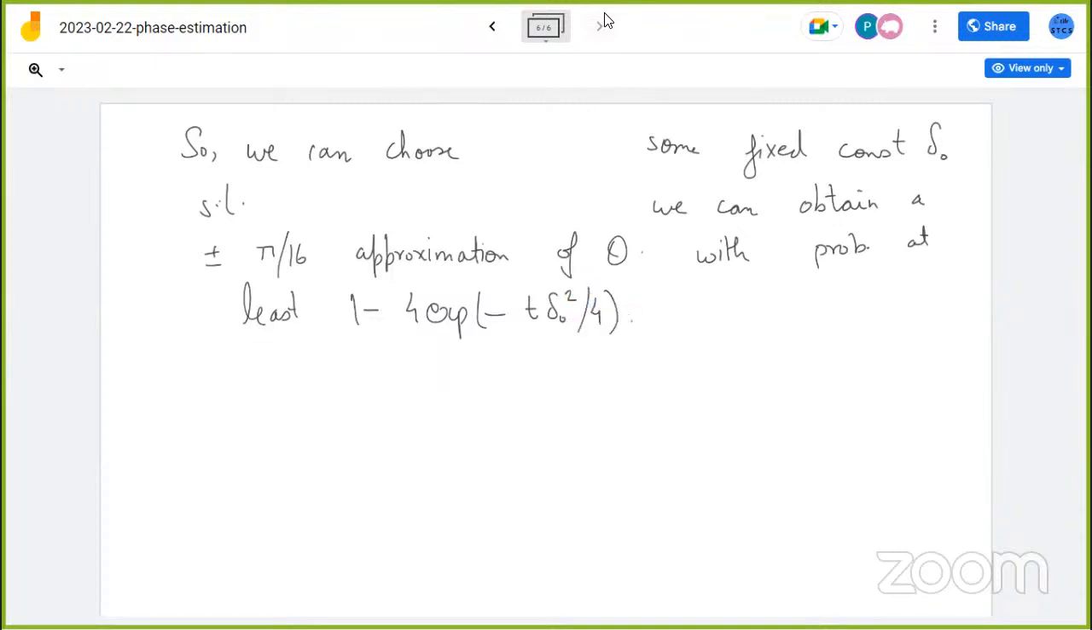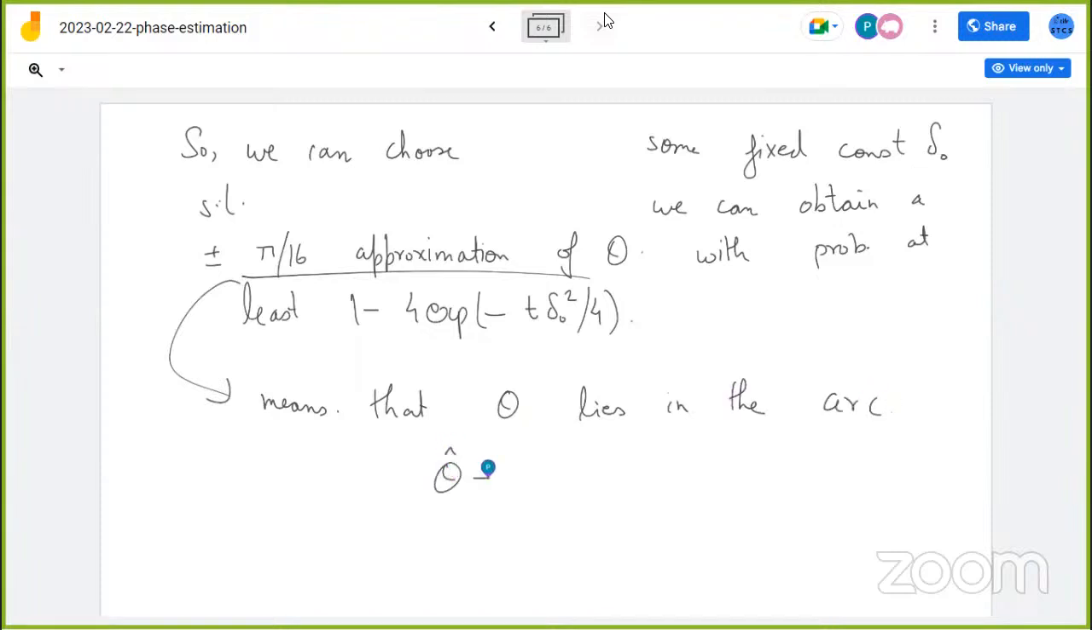So this means that theta lies in the arc theta hat minus 5x to plus 5x. And these are all mod 2pi. So we are talking about angles.